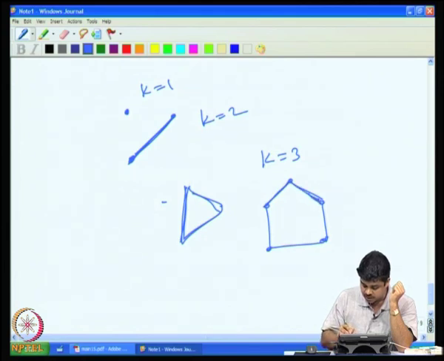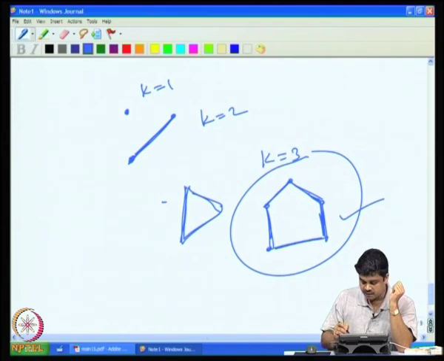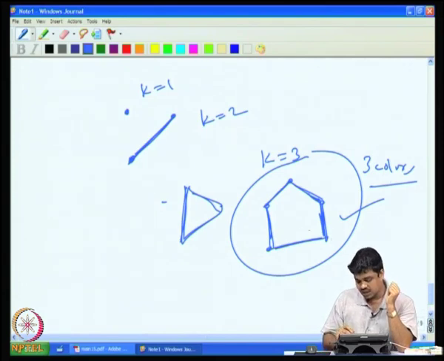This will allow us to see this is essentially a triangle free graph which requires 3 colors to color it, right. So, chromatic number is equal to 3, but there is no triangle in it.